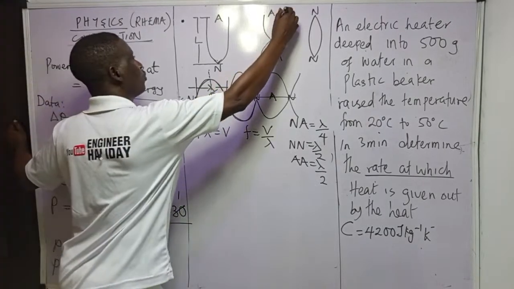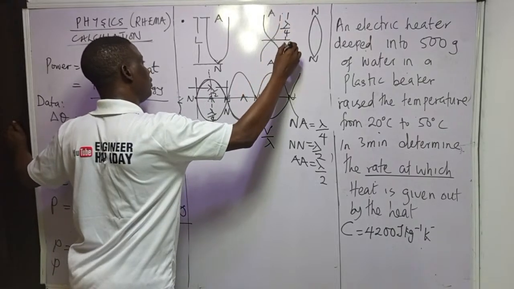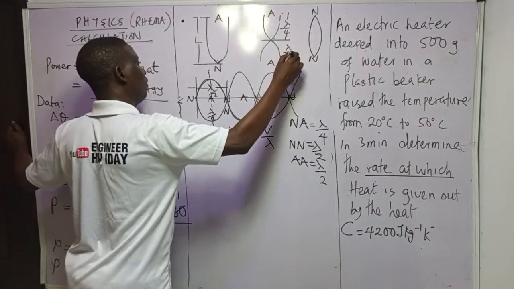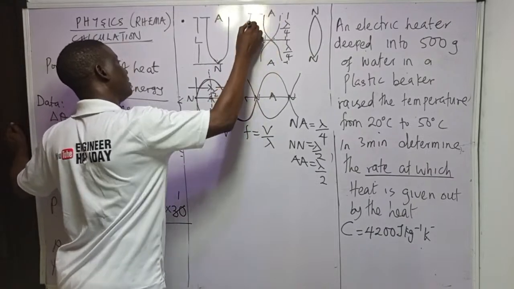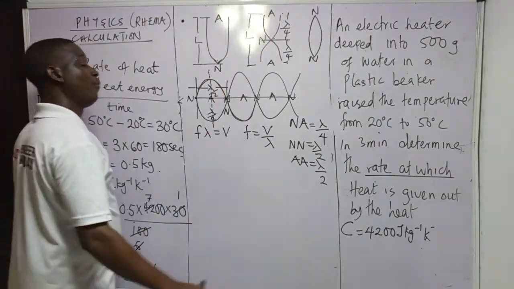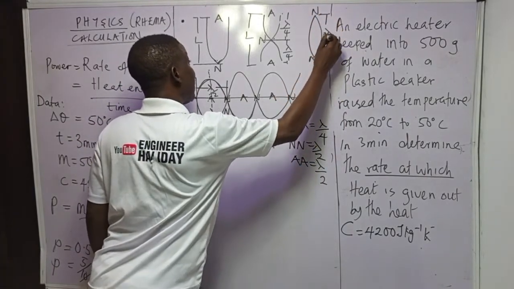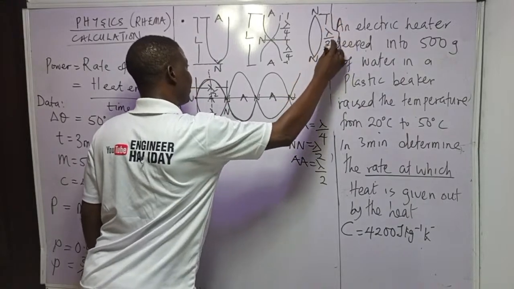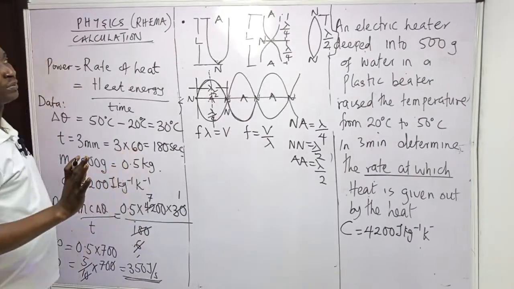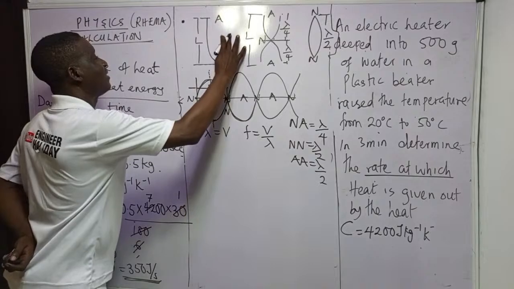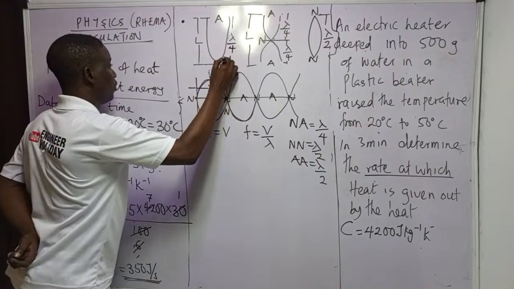So from here to this place is quarter, lambda over 4, and from here to here is quarter, lambda over 4. From node to antinode is quarter, and that gives you the length of it. Node to node is half lambda. Please take note of that. Once you know that one, you are good to go. Now, this one is lambda over 4. I want to drop the shortcut now so that I can ask you a question.